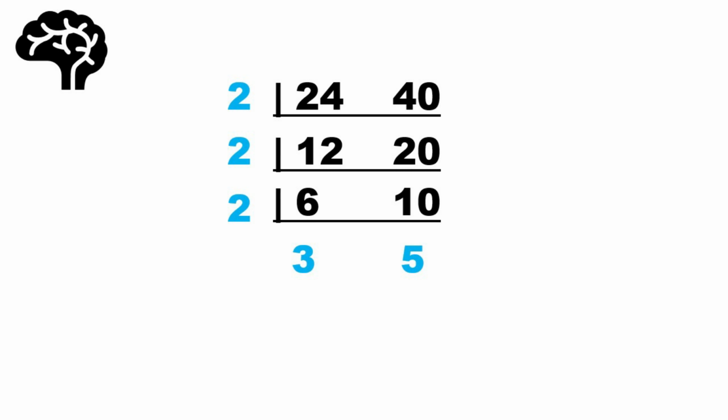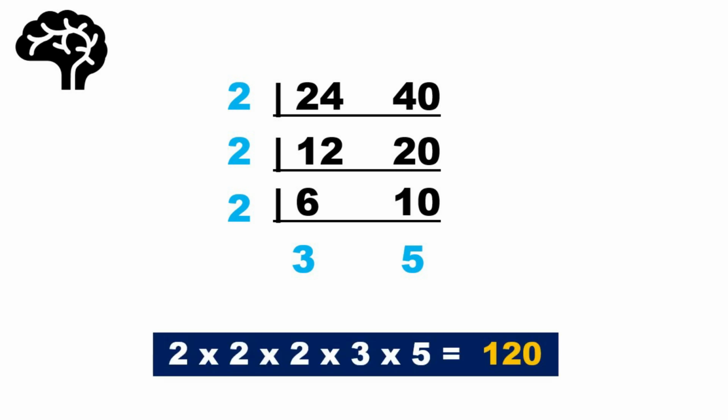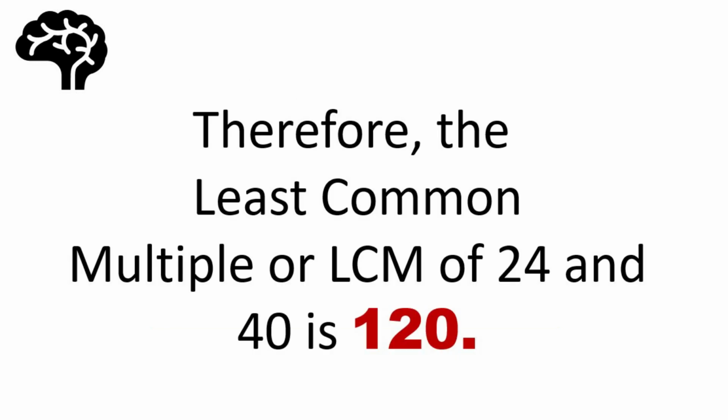3 and 5 don't have any common factor. And also, they are relatively prime numbers. Therefore, we have to stop dividing the numbers. Now, let's take all of the factors on the side and the numbers in the final row, then multiply them together. So we have 2 times 2 times 2 times 3 times 5 is equal to 120. Therefore, the least common multiple or LCM of 24 and 40 is 120.